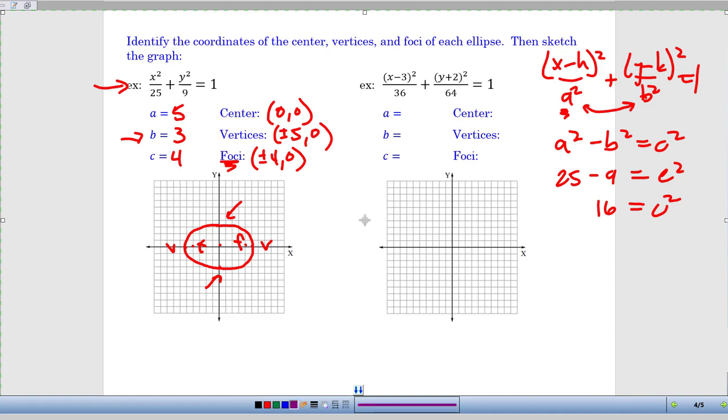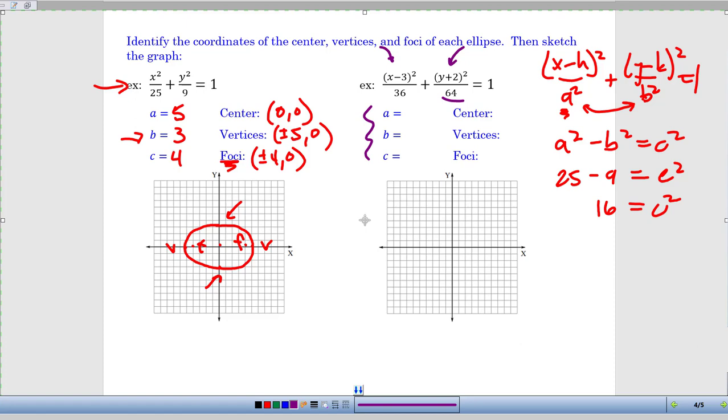Moving on to the second one, we see that we're no longer centered at the origin. We've got numbers that are being added or subtracted to the x, so our center is going to be in a different location. We're still going to have to figure out what a, b, and c are, but this time the larger denominator is under the y squared instead of being under the x squared, and so that's a squared. a squared is always the larger of the two denominators. So all this is telling us is that this ellipse is going to be stretched in the vertical direction rather than in the horizontal direction.